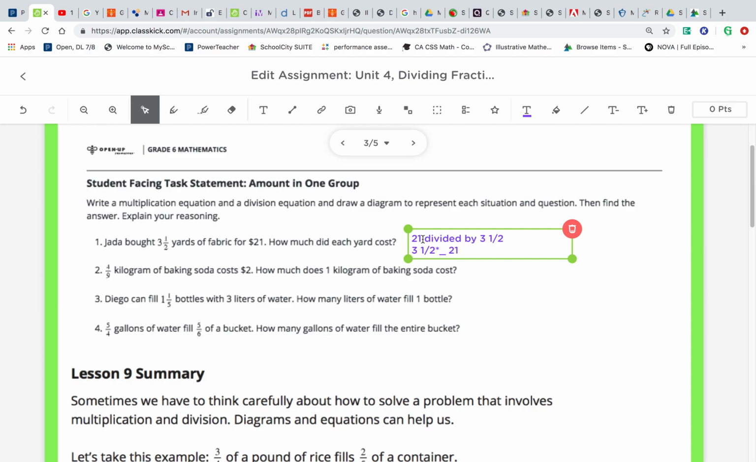Okay, to solve the question, of course, you only need one of these equations, but we really want you all to understand how you can write both a division equation and a multiplication equation for the same situation. Now you might be looking at this and thinking, wait, 21 divided by 3.5, that seems like it could be really, really tricky and really, really hard to figure out.